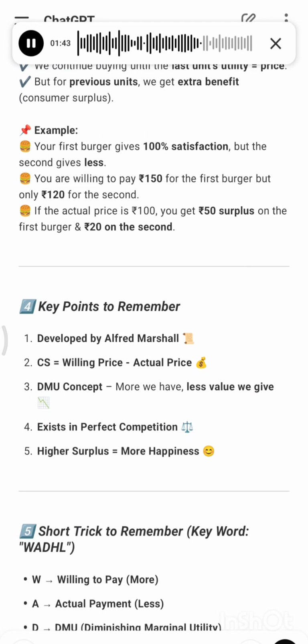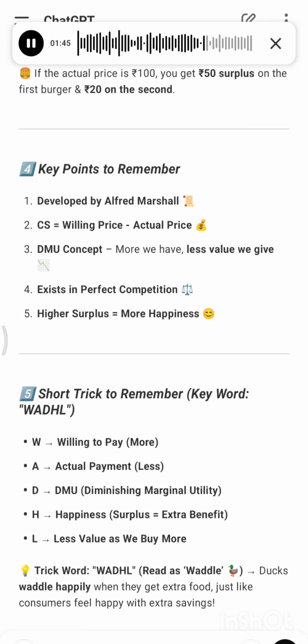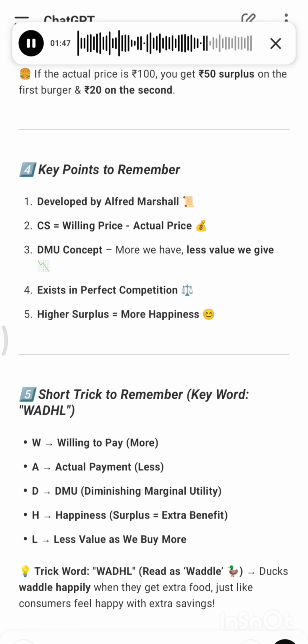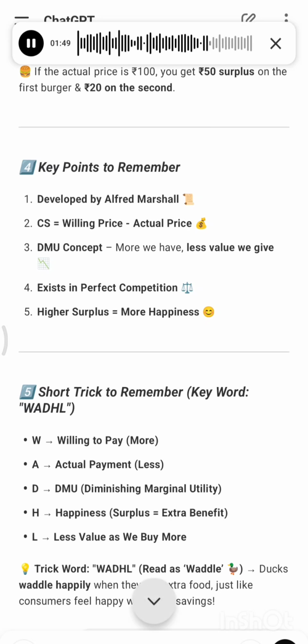Key points to remember. 1. Developed by Alfred Marshall. 2. CS equals willing price minus actual price. 3. DMU concept: the more we have, the less value we give. 4. Exists in perfect competition. 5. Higher surplus, more happiness.